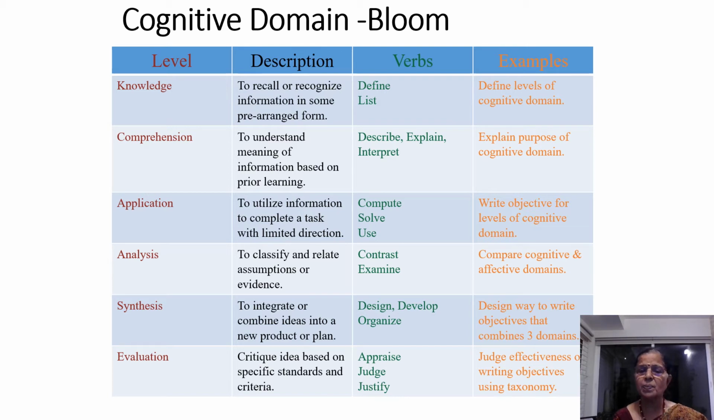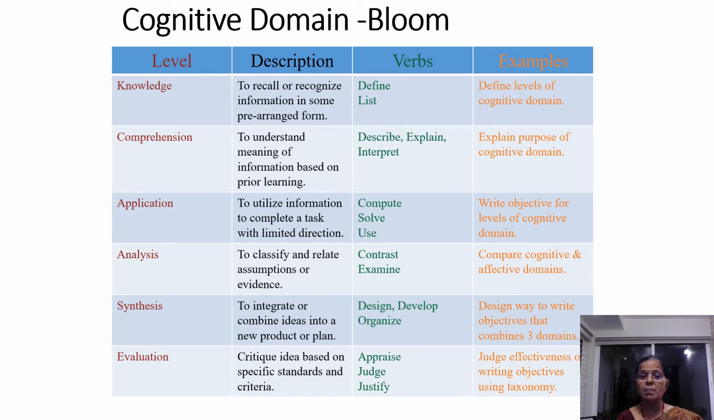For example, you will be asking a question like define educational objective, define specific educational objectives, or define general instructional objective, or list the verbs used in knowledge domain. These are the question words. So we have listed all the verbs used in each level of the cognitive domain. Just go through it and try to learn these verbs which come under each level, because these are all very commonly used question words or verbs.